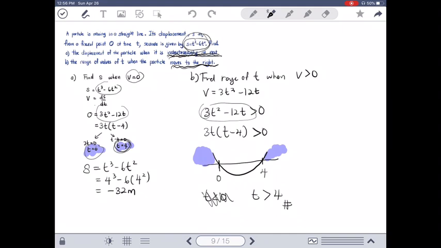Which means that the particle moves to the right when t is greater than 4.